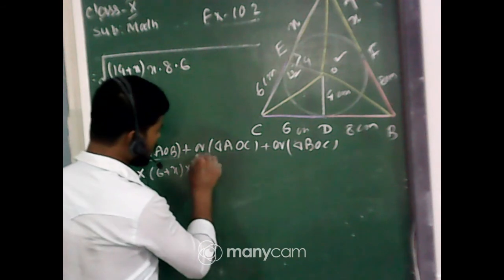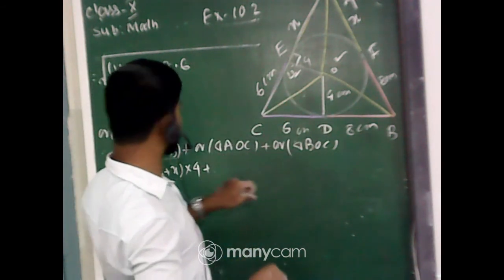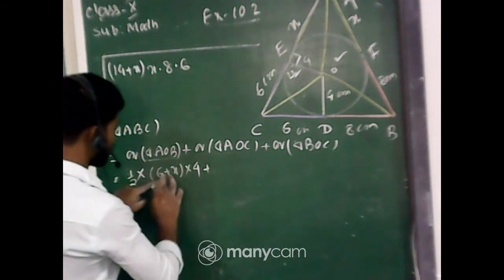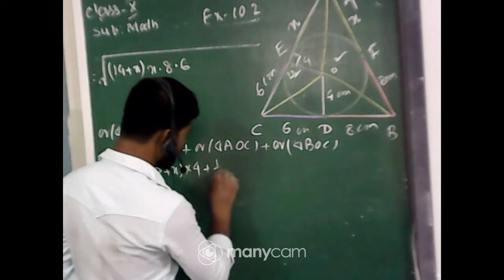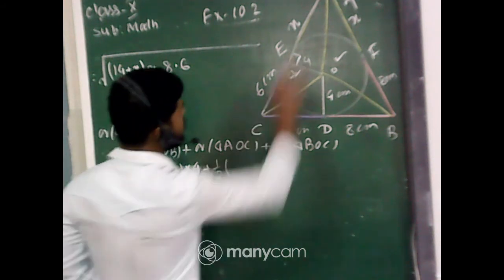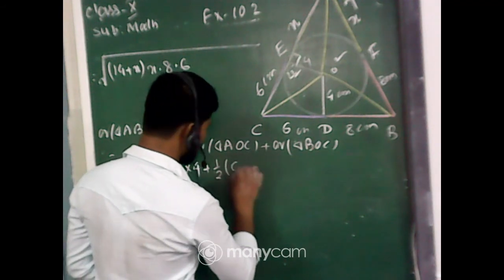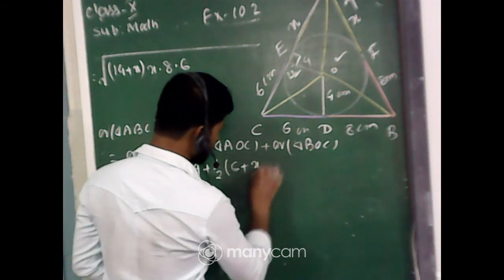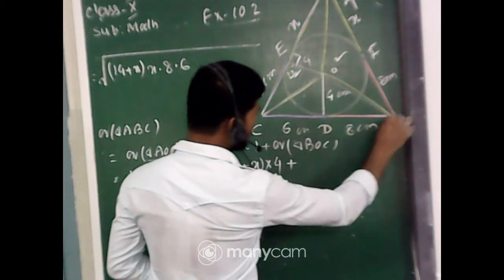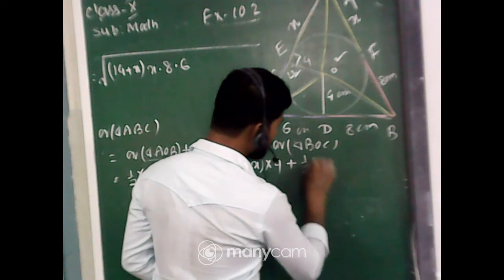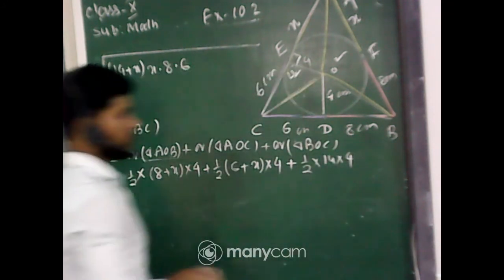Plus, similarly find the area of the triangle AOC. So area of the triangle, sorry, I have written AOB first. So this is 8 plus 6, okay, 8 plus 6. Now half into AOC, this side. So that is half into base, means this is 6 plus x into 4, plus area of this triangle is half into 14 into its height 4 centimeter square.